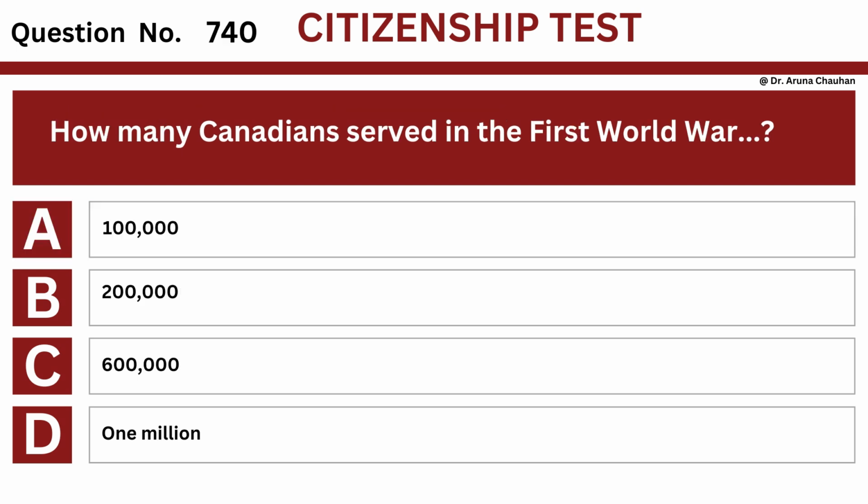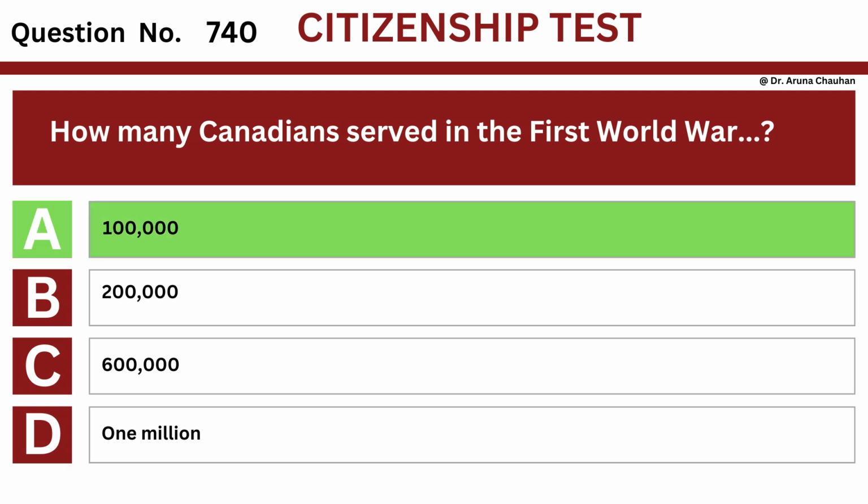Question number 740. Question: How many Canadians served in the First World War? Option A: 100,000. Option B: 200,000. Option C: 600,000. Option D: 1,000,000. The answer is option C: 600,000.